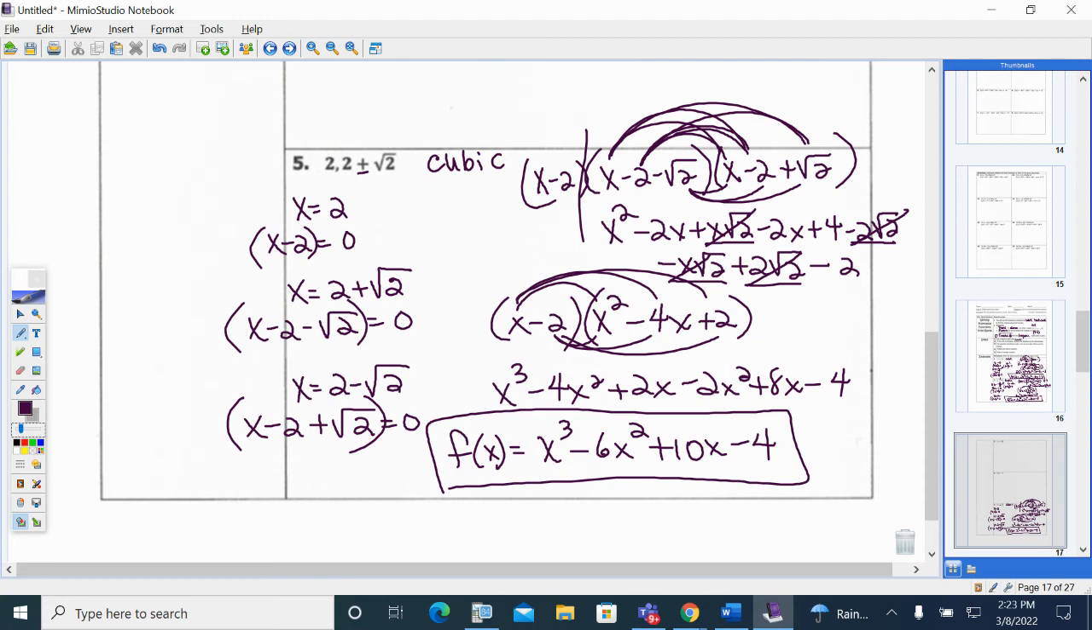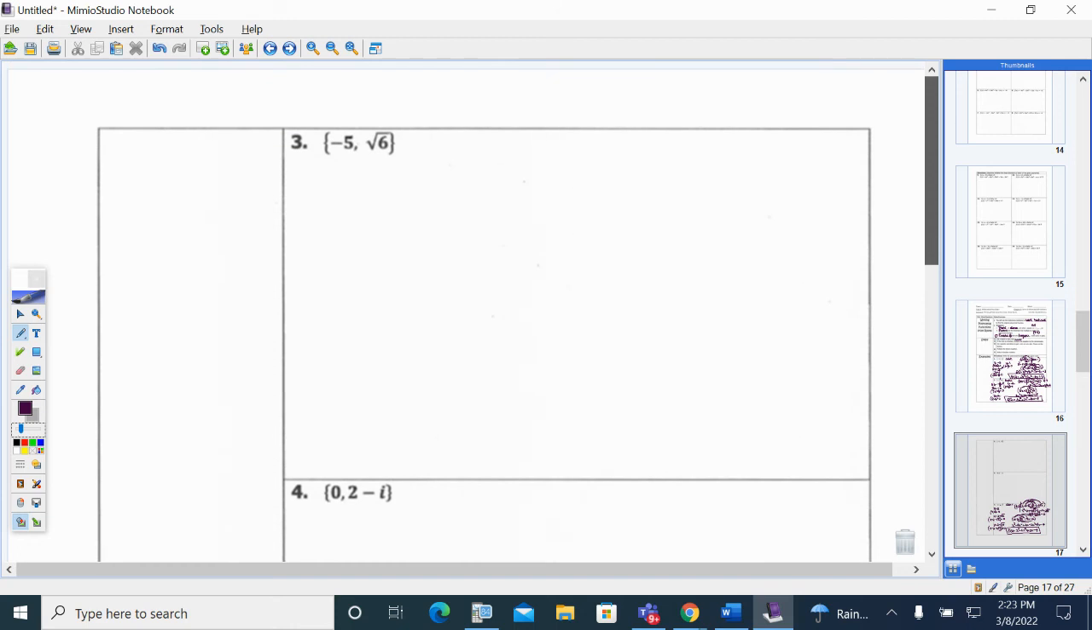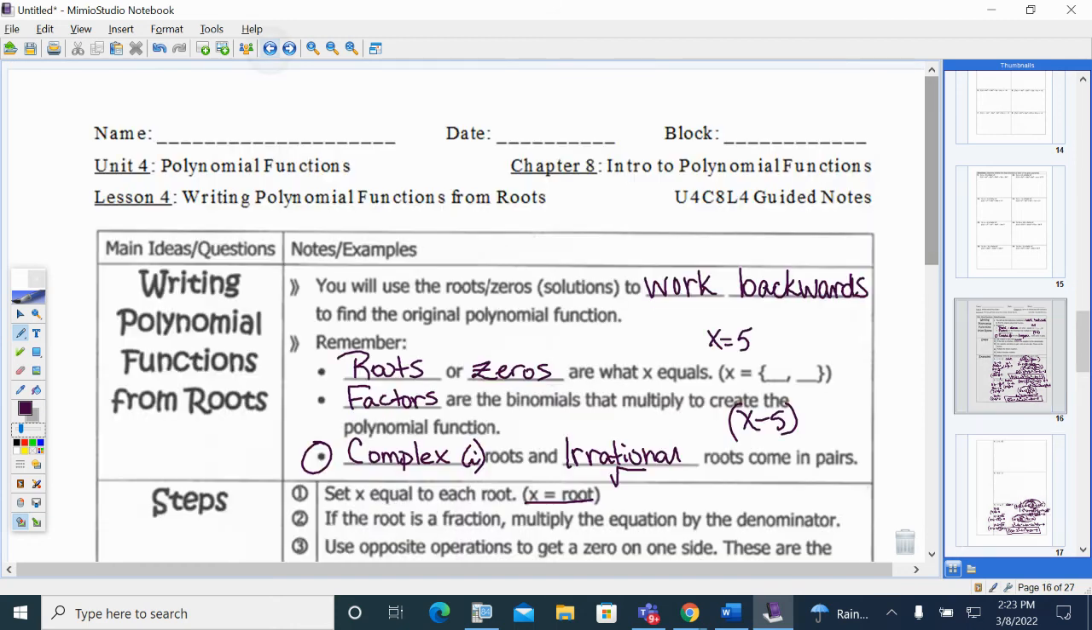So the steps are identical to the ones that we used when we were working backwards with just quadratics. But again, these can be cubics, they can be quartics, they can be quintic. They are polynomial functions. We're writing the polynomial functions. So again, those are your notes for lesson number 4 on writing polynomials from roots.